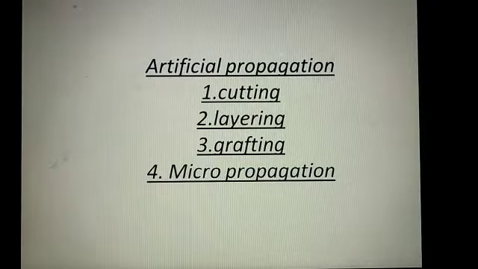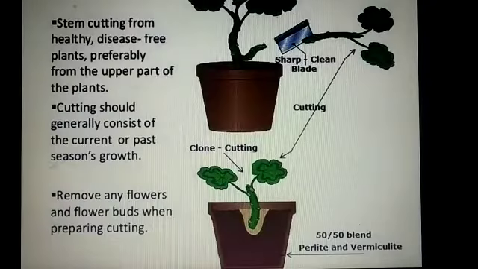The next one is artificial propagation. Artificial propagation means man-made methods. Here I explain four methods: cutting, layering, grafting and micropropagation. What happens in a cutting? A small piece of any plant organ, only the vegetative part of a plant, is used for propagation. And always remember, when you are preparing a cutting, be sure to remove any flower and flower bud from this shoot part, the stem part.